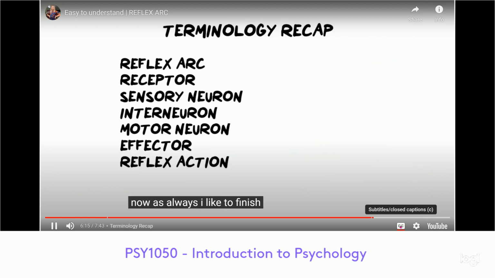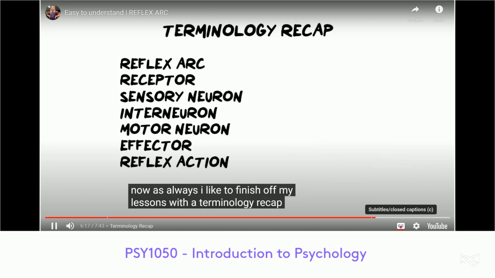Now, as always, I like to finish off my lessons with a terminology recap. You can use these words for flashcards, and terminology is really important in life sciences, so you need to know how to use these words properly.